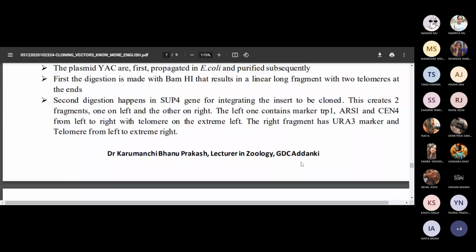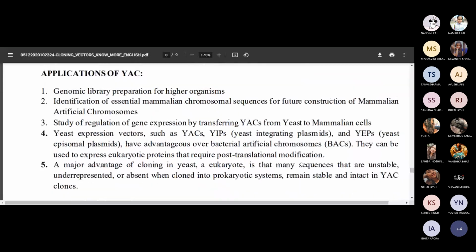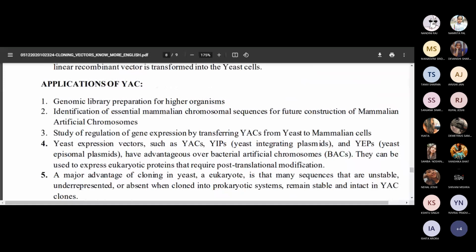Then coming to the applications. Application-wise, it is more or less similar to what we read in the case of the BAC. The main aim of designing this is that you can carry a larger fragment. Here you can go up to 2000 kilobase pair size. If you want to clone the E. coli genome, which is 5000 kilobase pairs, you can clone it in just three yeast cells. Three cells, three recombinant YACs, are going to represent your whole E. coli genome.